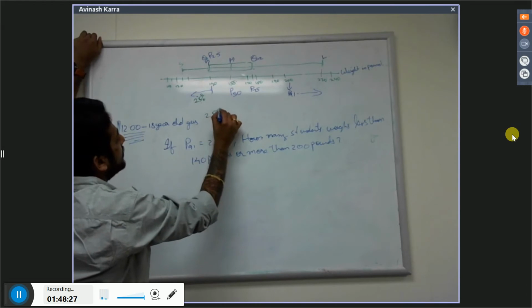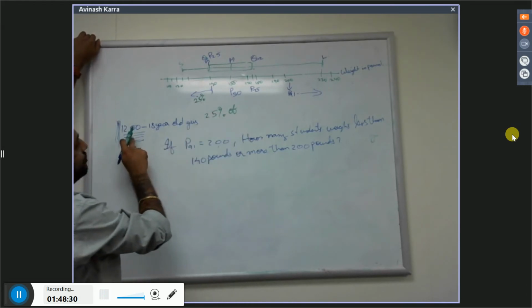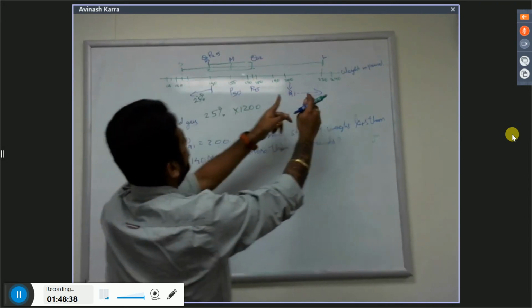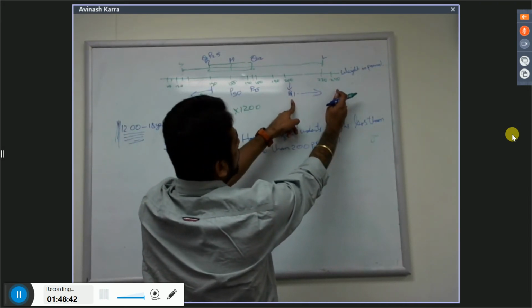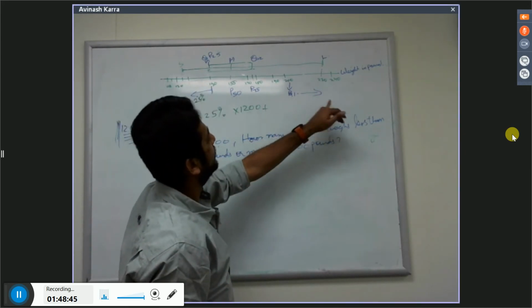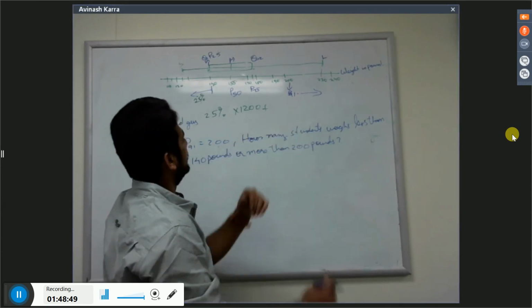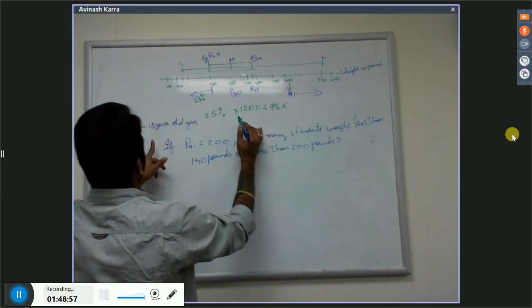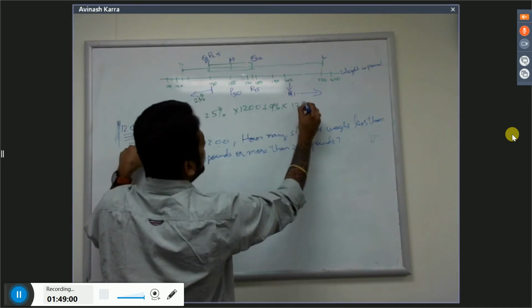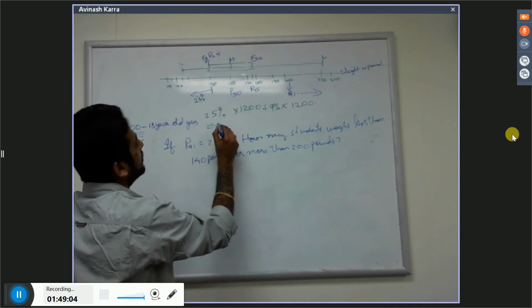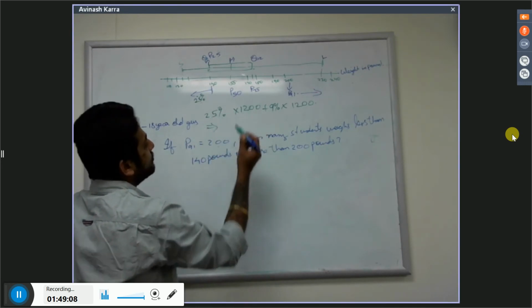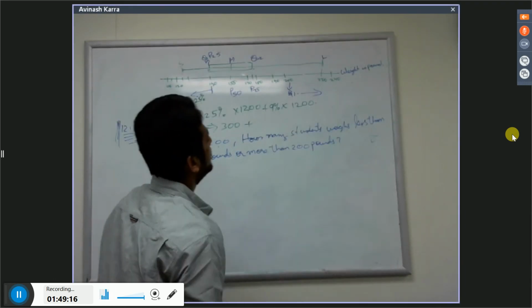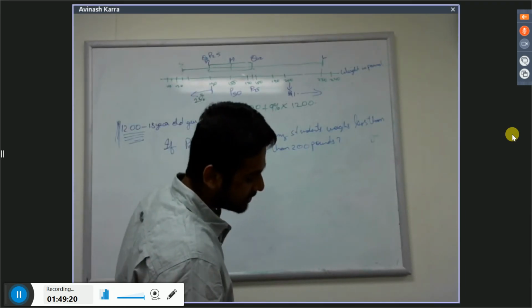So 25% of total. How many students? 1200. So 25% of 1200, plus we need this value also, right? Plus what is the percentage we need to take? Here it is 91, so 9%, right? 9% of how many students total? 1200. Got it? 25% of 1200 is how much? 300. 9% of 1200 is how much? 9 12s are 108.